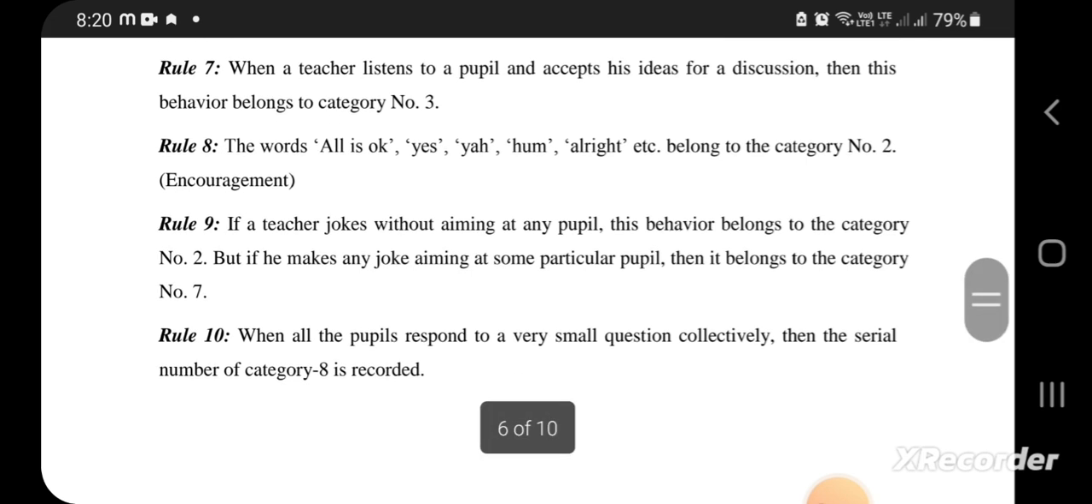Rule number 8. The words all okay, yes, yeah, all right, etc. belong to category number 2, encouragement.